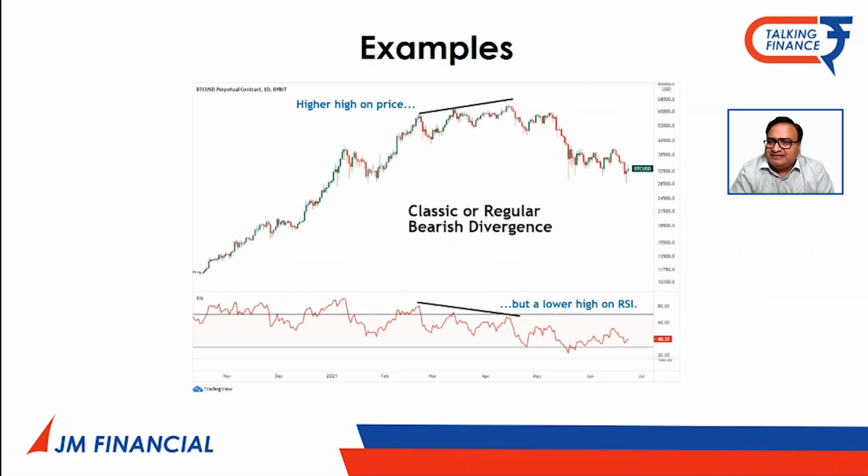So this is another example of a bearish divergence, the stock making new highs, RSI not improving, and eventually there is a correction that was seen in this particular chart, which is Bitcoin in terms of USD. So this is how essentially you can look to trade using RSI and MFI.